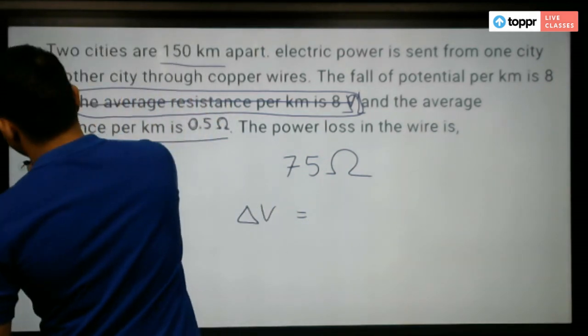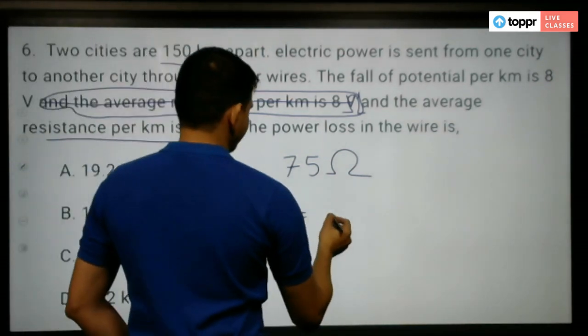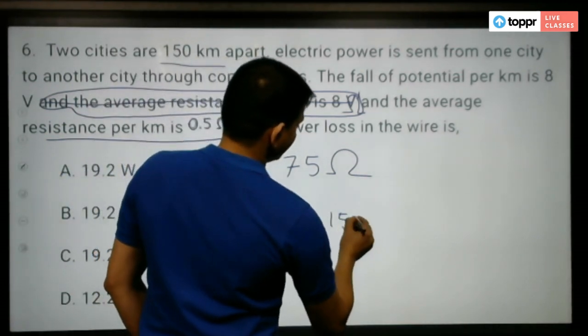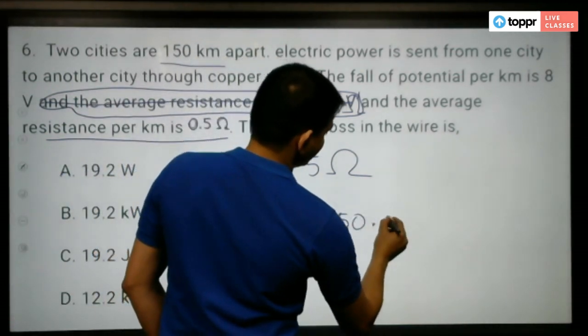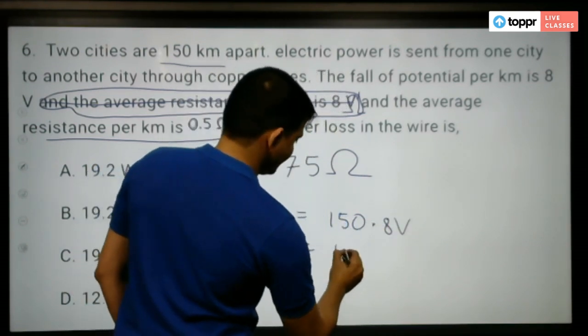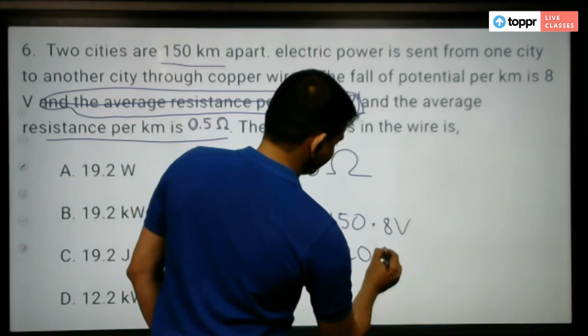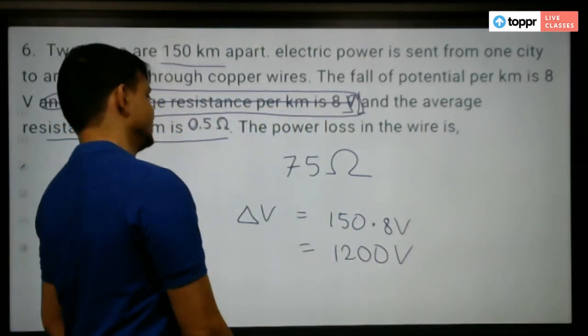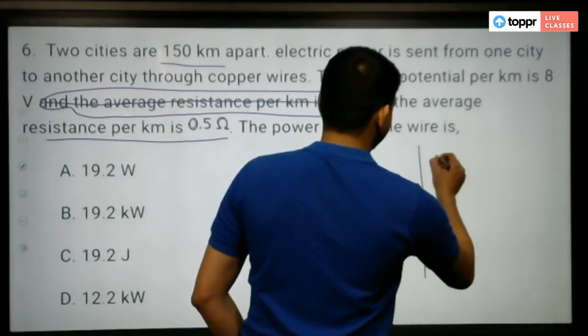What are we writing? Delta V. Okay, we can write it. Delta V is 150 times 8 volt. That would be 1200 volts. So power loss, we are finding power loss.